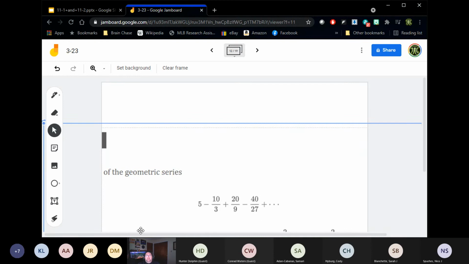So if we look at this series right here, this is a geometric series. The first thing we want to figure out is what our common ratio is. So what am I multiplying each term by to get the next term? What do I multiply 5 by to get -10 over 3?